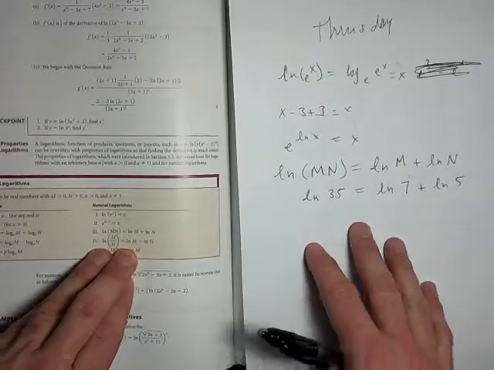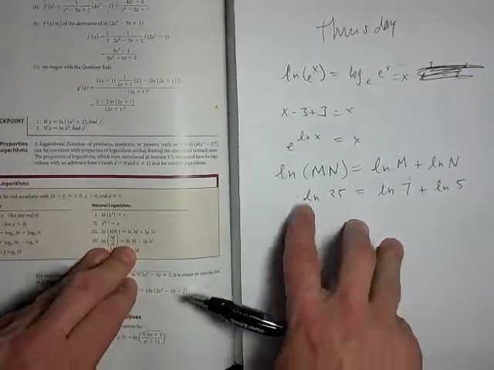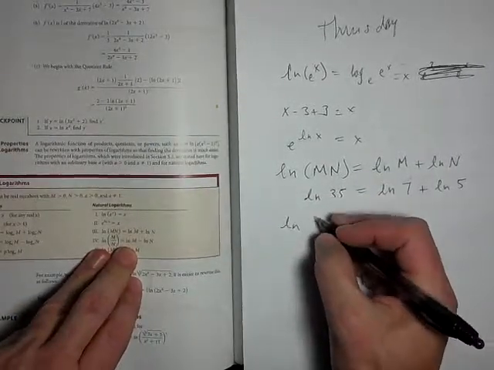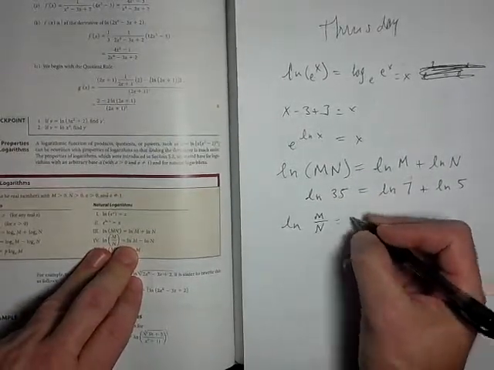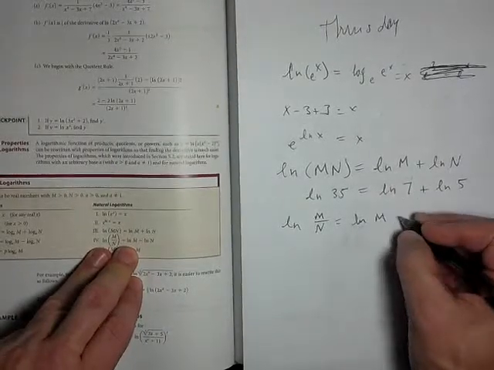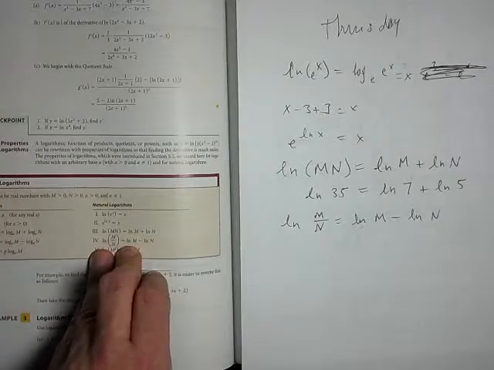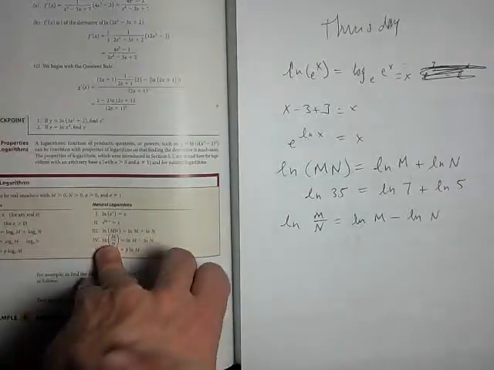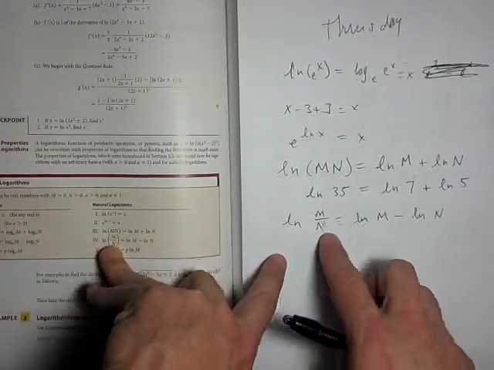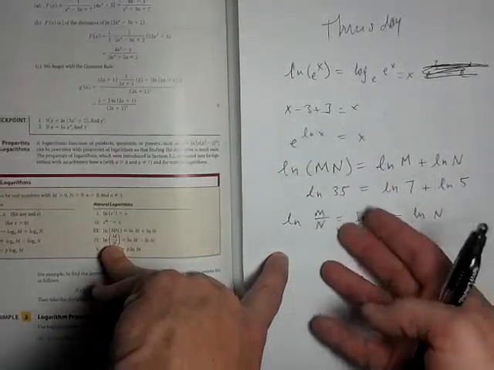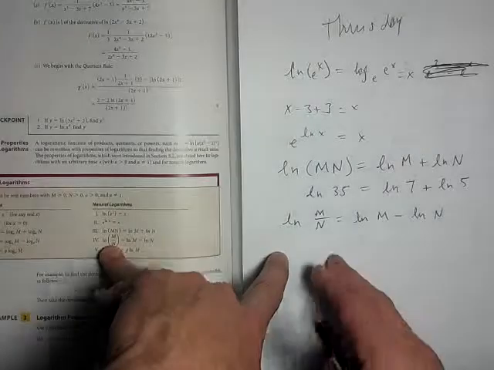The fourth rule is really not a different rule. It's the same rule. It says that natural log of m over n is the natural log of m minus the natural log of n. And you say, well, how is that the same rule? Well, because multiplication and division are the same.